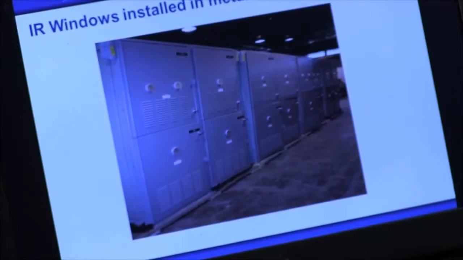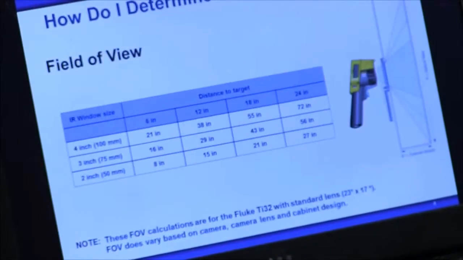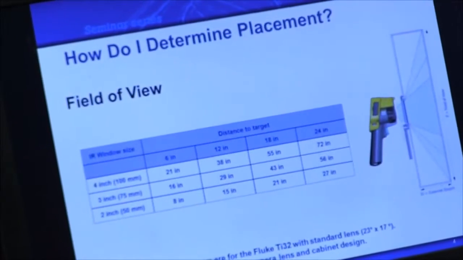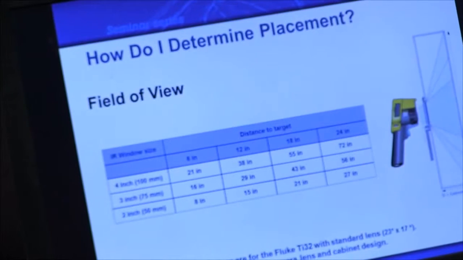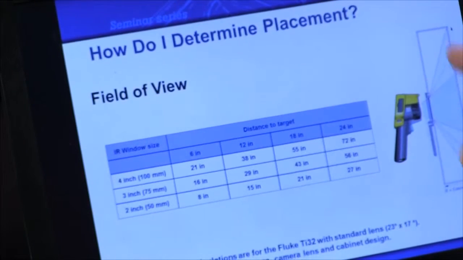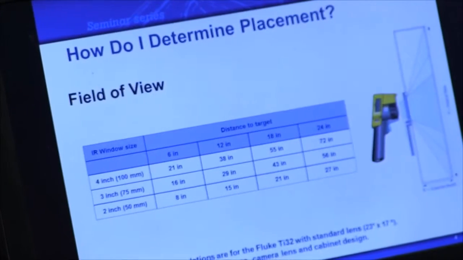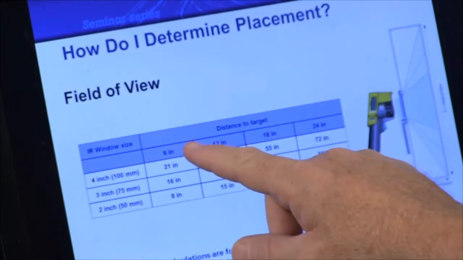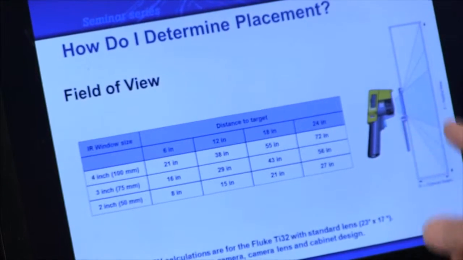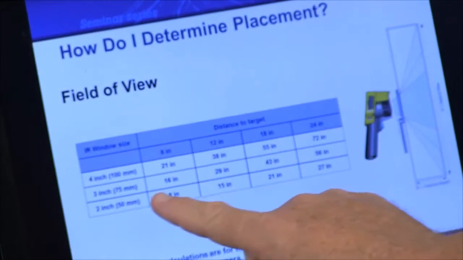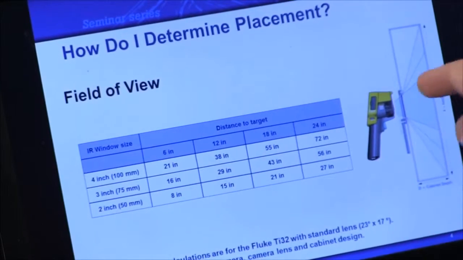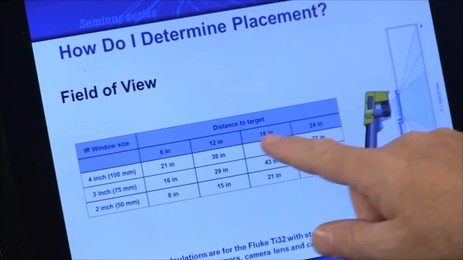The next choice will be the size. There are 2-inch, 3-inch, and 4-inch round models, and you not only have the straight across view, but you can also angle your thermal imager for a wider view. So for example, if it's 6 inches from the front of the cabinet to where your target is, then with a 3-inch window, you'll be able to see 16 inches from top to bottom or side to side. If you have 12 inches, you can now get 29 inches.